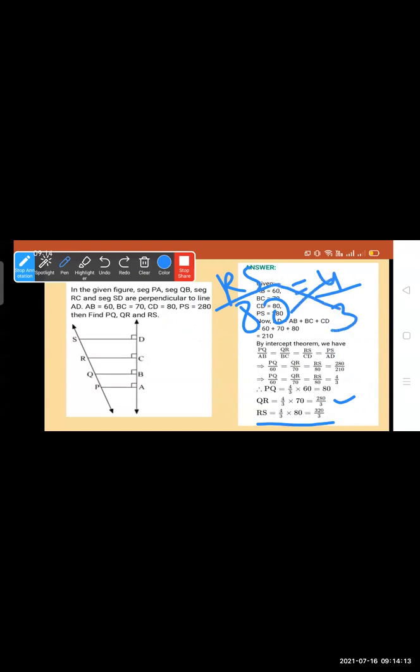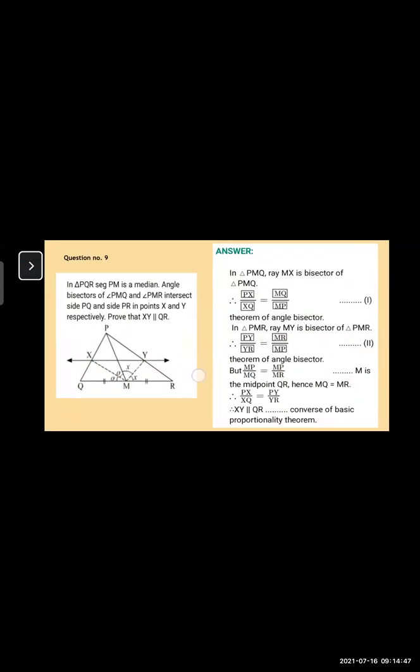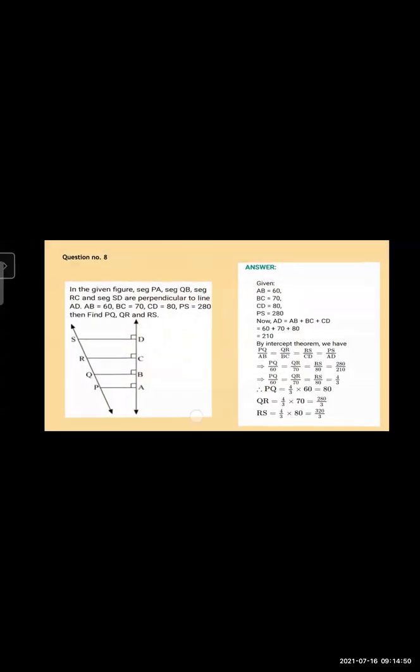Again cross multiply. So RS is equal to 80 into 4 by 3. Again, 80 is not divisible by 3. So 8 4s are 32, 320 by 3. So here we get PQ is 80, QR is 280 by 3, and RS is 320 by 3. Okay. So in this way, we find the values of the given ratio. Now next question. I hope this question you understood. Next question.